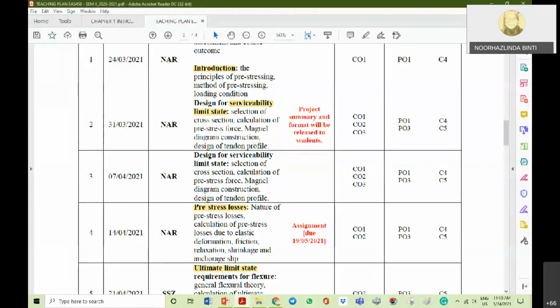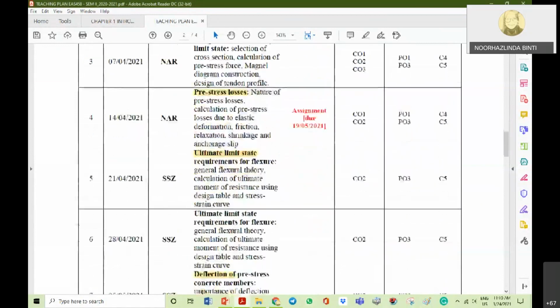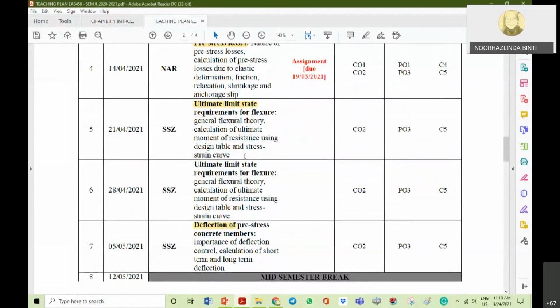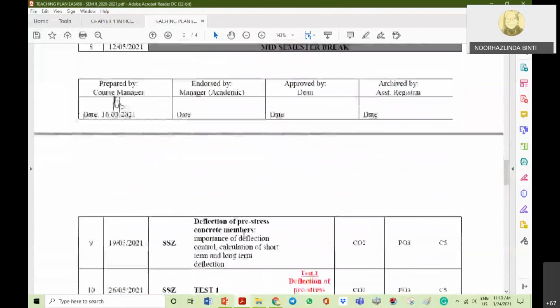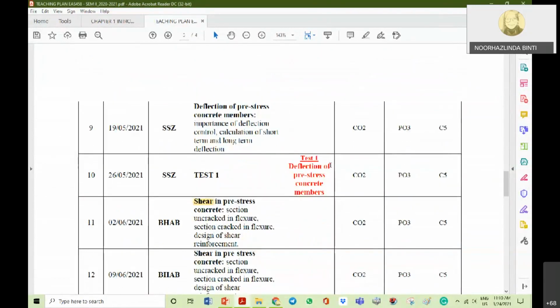Okay, and then the 4th and 5th topic, ultimate limit state and deflection, will be covered by Dr. Shah. Under Dr. Shah, there will be 1 test, and the test will cover topic number 5, which is deflection. The other topic, ULS, ultimate limit state, will be assessed in your final exam and also in the project.